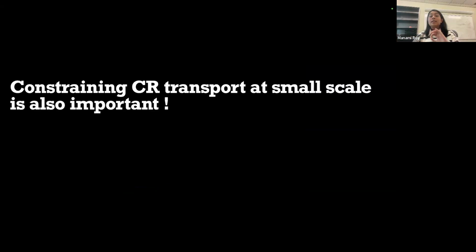Now, constraining this cosmic ray transport matters because in all of these larger scale simulations, you have some subgrid model for cosmic ray transport. You can't resolve point-to-AU scales in a 100 kiloparsec or 200 kiloparsec box. For now it's computationally very expensive. But constraining cosmic ray transport at small scales is also important. So there should be a separate effort to constrain the cosmic ray transport at small scale, and we are trying to make some effort towards that as well.